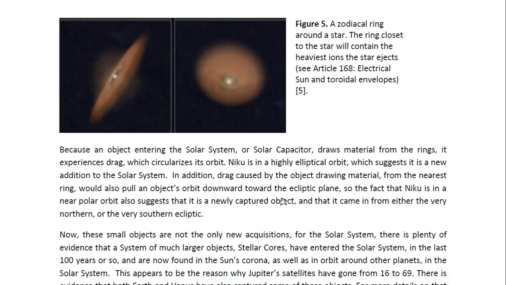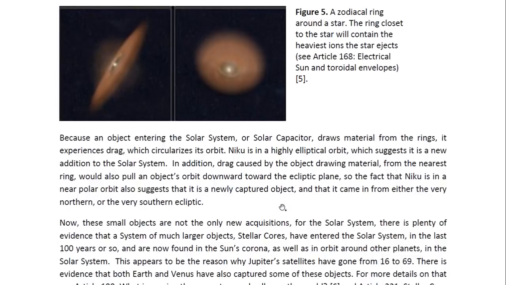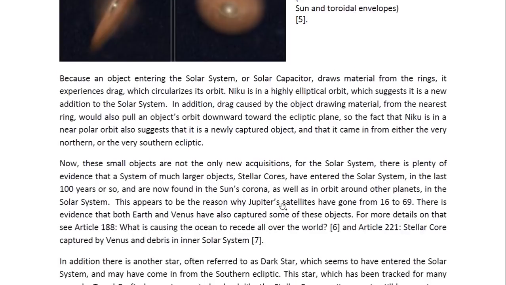In addition, drag caused by the object drawing material from the nearest ring would also pull an object's orbit downward toward the ecliptic plane. So the fact that Niku is in a near-polar orbit also suggests that it is a newly captured object and that it came in from either the very northern or the very southern ecliptic.